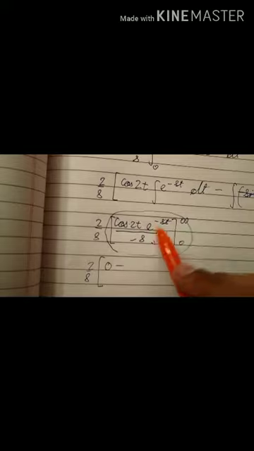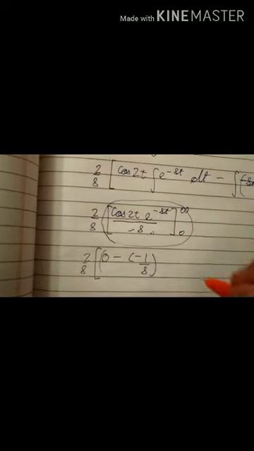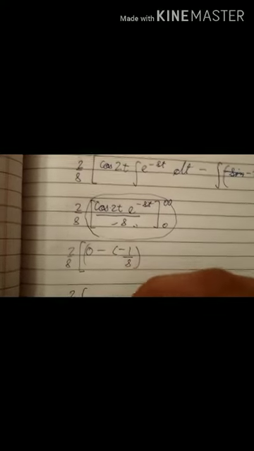Minus, when we put the limit tending to 0, cos 0 is 1, and e raised to the power 0 is also 1, so this will be minus 1 by s. In the end this will come out to be plus 1 by s. Let's solve further after this.